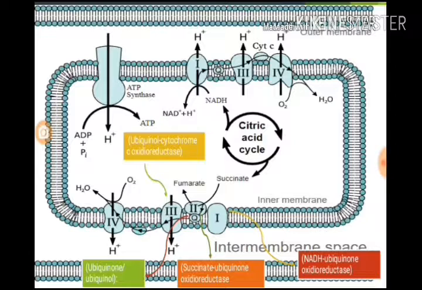So the phase 3 occurs in the matrix, an integral protein that receives electrons from ubiquinol, which are then passed to cytochrome C. So next is the phase 4, which also occurs in the mitochondria matrix. An integral protein that receives electrons from cytochrome C and transfers them to oxygen to produce water within the mitochondria matrix. And the last step is the ATP synthase, an integral protein consisting of several different subunits.